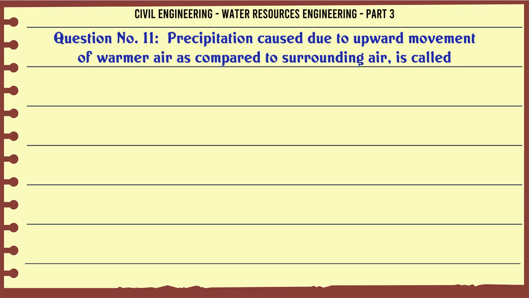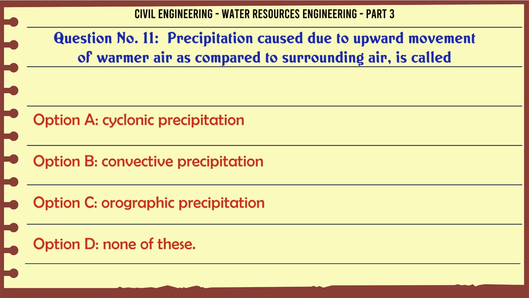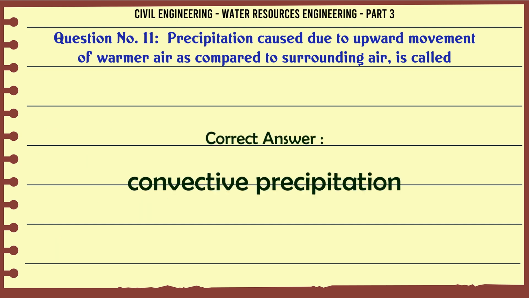Precipitation caused due to upward movement of warmer air as compared to surrounding air is called: A. Cyclonic precipitation. B. Convective precipitation. C. Orographic precipitation. D. None of these. The correct answer is convective precipitation.